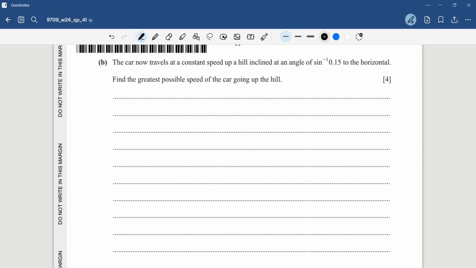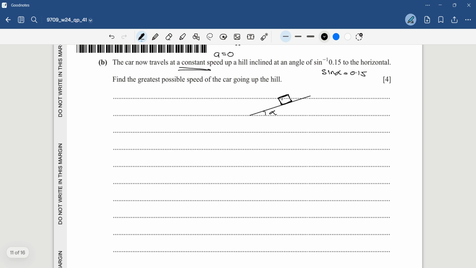B. The car now travels at a constant speed. So when I say constant speed, my a is equal to 0. Remember that. Constant speed, a equals 0, and up the hill incline at sine alpha. So let's say this is the hill, and this is alpha. The car is here. Sine alpha equals 0.15 to the horizontal. Find the greatest possible speed of the car going up the hill.